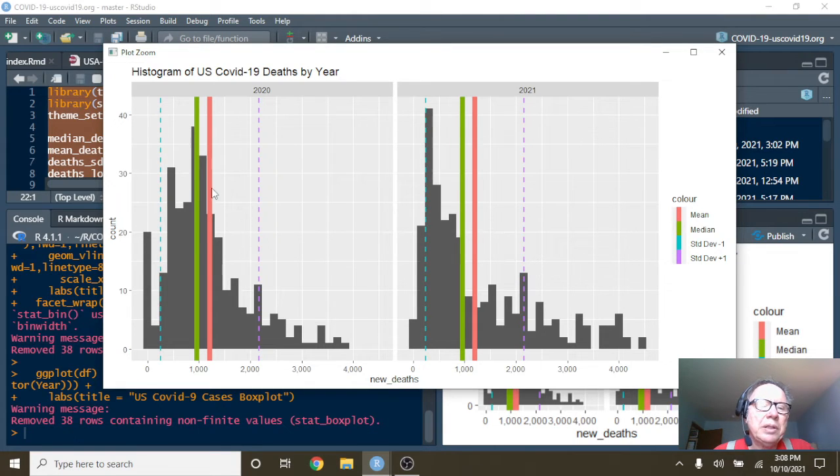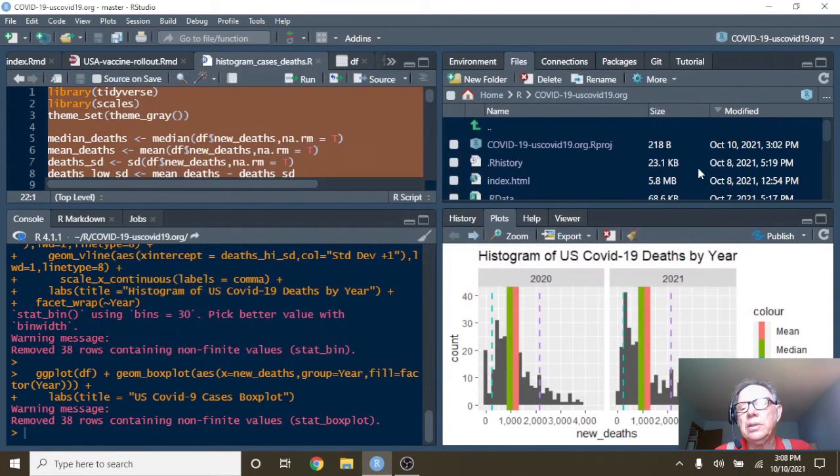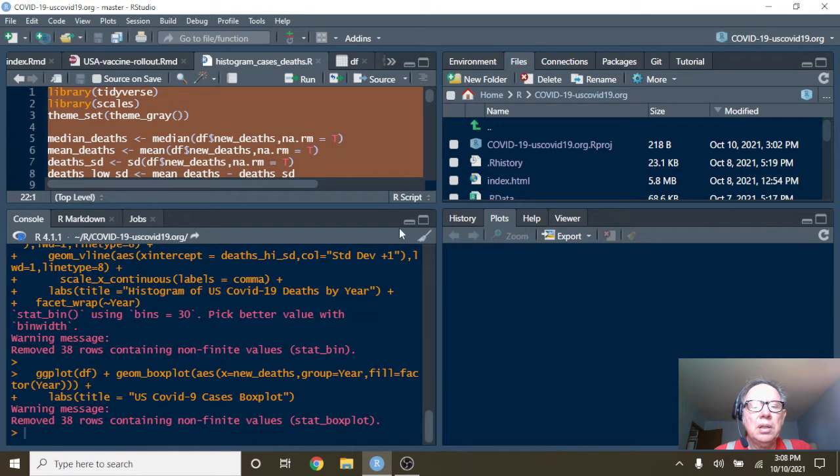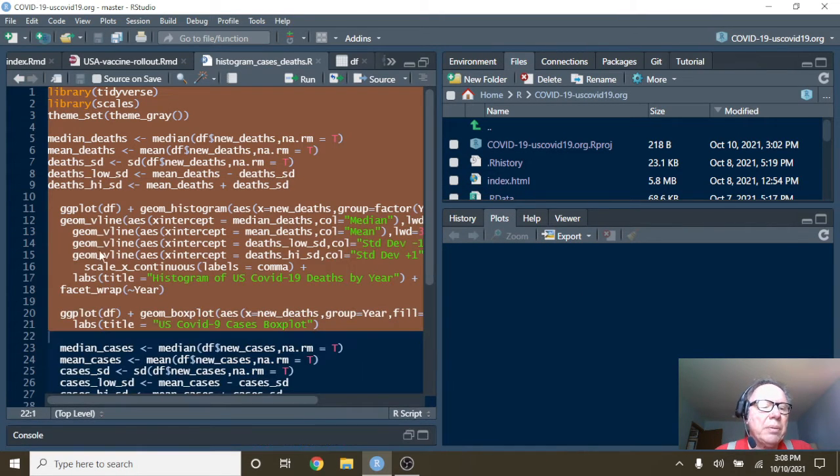And in theory, 70% of the numbers should fall between these two dashed lines. The same thing over here. Okay? So now let's take a look at the second half of the problem.